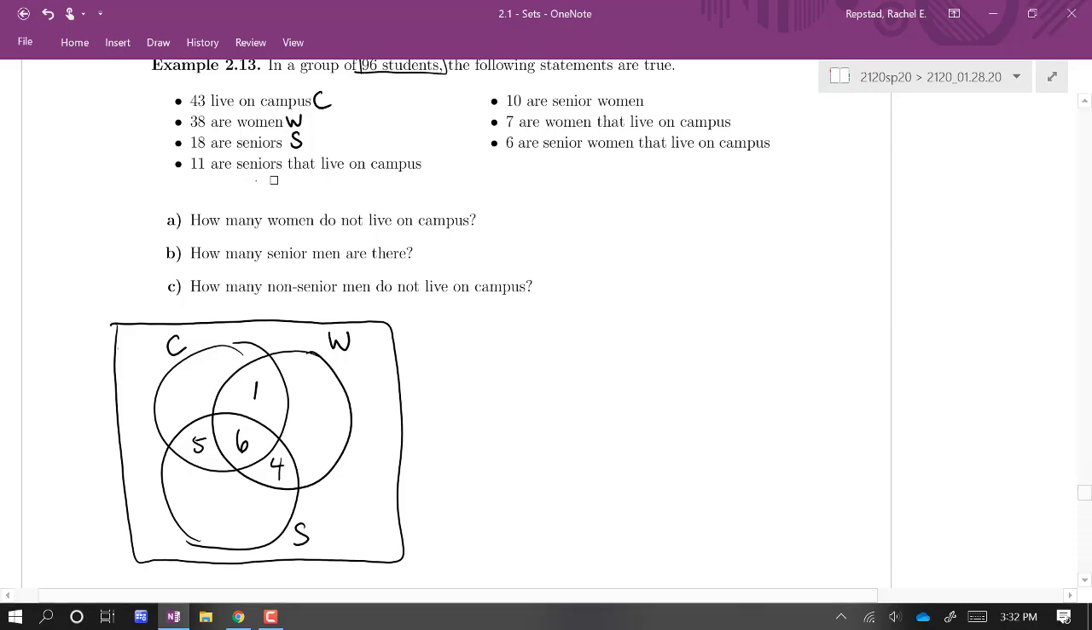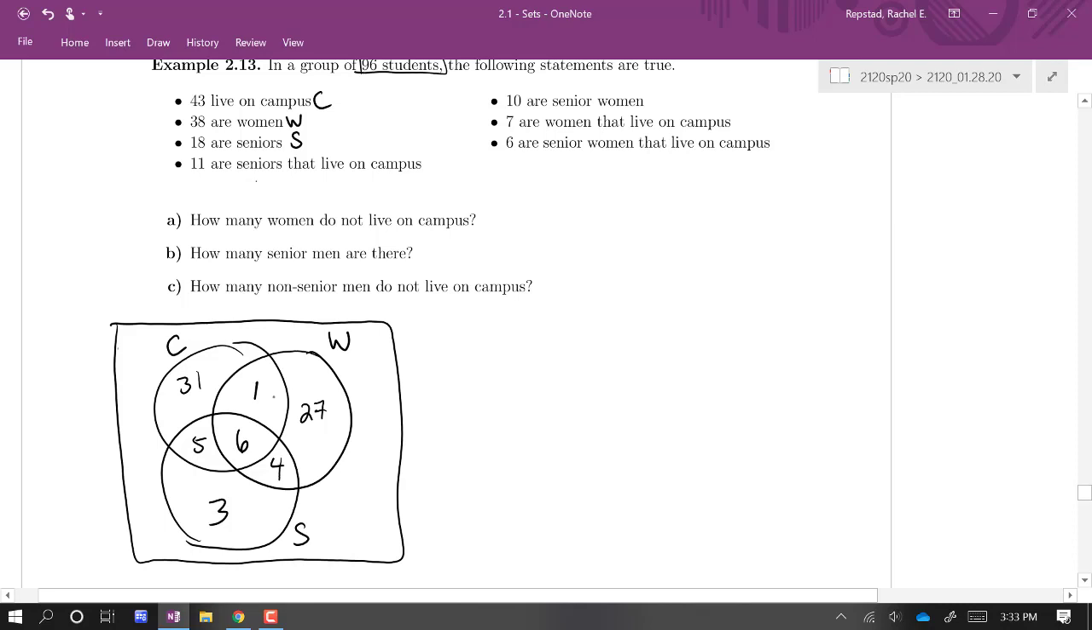All right, now let's do the other ones. Let's start at the bottom for seniors. There are 18 seniors. So 3 left. Yeah, 5 plus 6 plus 4 is 15, and then there's 3 left. Good. How about the women? 38 are women. 27, because 10 are accounted for there. And 43 live on campus. 31, because there's 12 accounted for there.